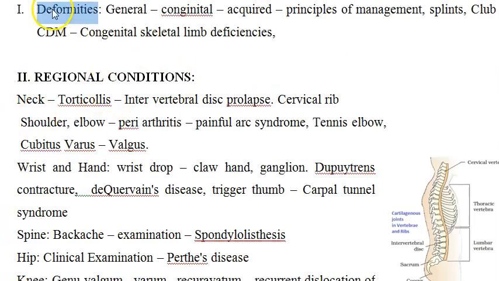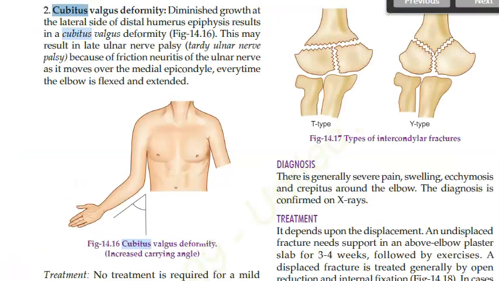Okay, anyways, let's look at the deformities. Congenital deformity, acquired deformity, clubfoot, then CDH, congenital skeletal limb deficiencies. Regional conditions, the neck, you should know about torticollis, intervertebral disc prolapse, cervical rib, shoulder, elbow, periarthritis, painful arc syndrome, tennis elbow, cubitus varus valgus. What is this? We have read this in anatomy, isn't it? This is to do with the humerus, guys.